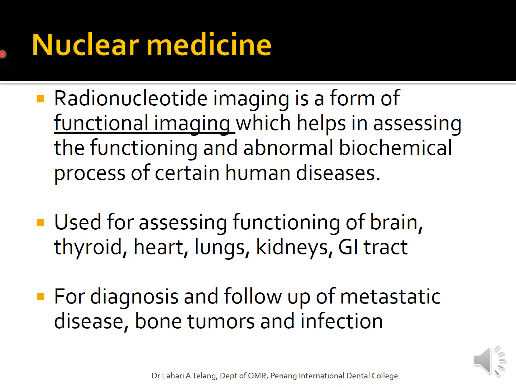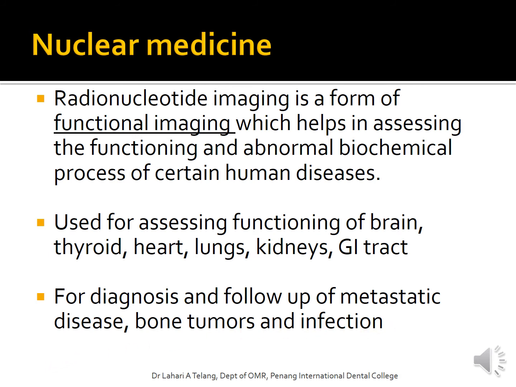Moving on to nuclear medicine. Radionucleotide imaging is a form of functional imaging. Like I told you in the beginning of this chapter, this imaging modality helps in assessing the functioning and abnormal biochemical processes of certain human diseases. So it's basically used for assessing functioning of the brain, thyroid, heart, lungs, kidneys, and GI tract. Also used for diagnosis and follow-up of metastatic diseases, bone tumors, and infection.